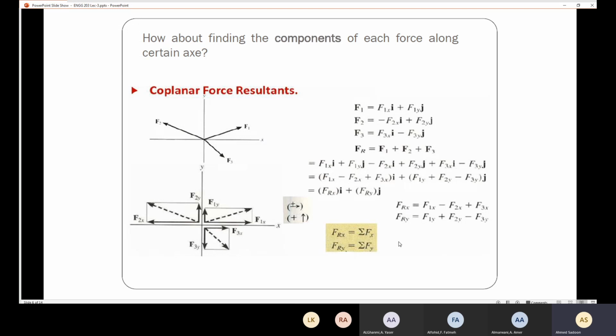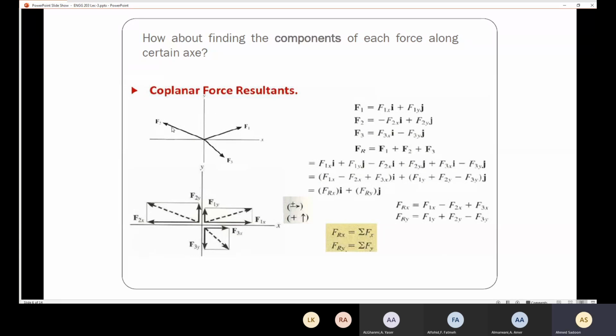So now, if we have F1, F2, and F3, and we need to find the components, I need to decompose the forces into x and y, like you can see here. If I'm going to use the Cartesian notation, F1 will be F1x, the component in x, multiplied by i, plus F1y, the component in y, multiplied by j. This one is positive and positive, because this one is a positive direction and this one is the negative direction.